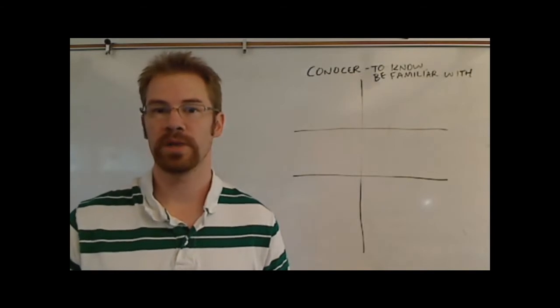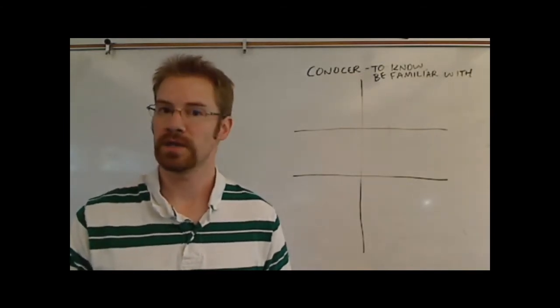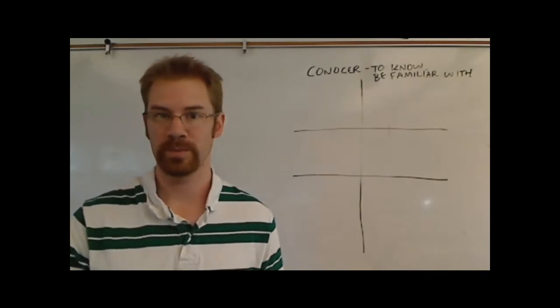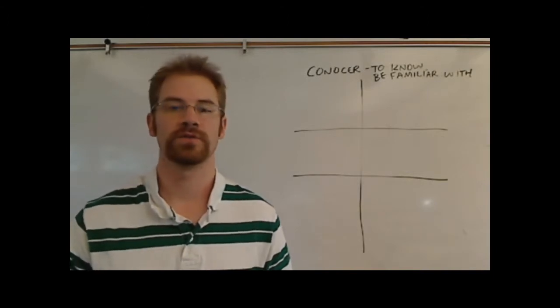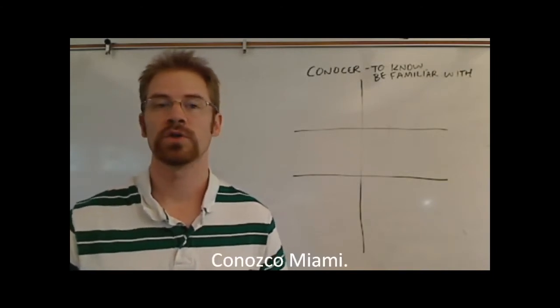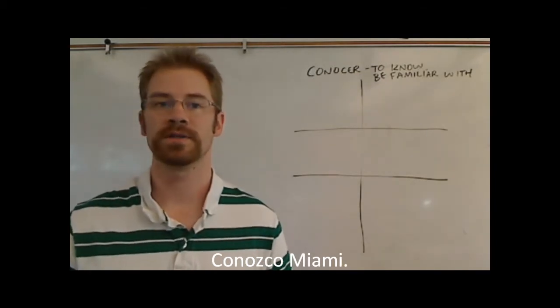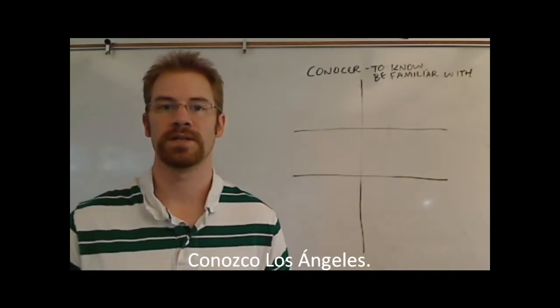However, when you're talking about a place, when you're familiar with a city or a school, you're not going to use that a personal, because just think of it as being the personal a with regards to a person or people. And hopefully you remember that when you're talking about a place, you don't need it. So say, for example, I know Miami. Conozco Miami. Or I know Los Angeles. Conozco Los Angeles.